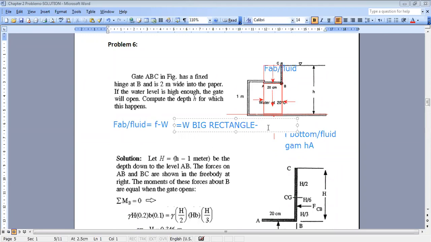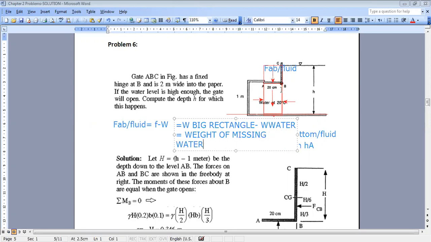And we can demonstrate this from here, because the weight of the big rectangle minus the weight of water will give you what? It is equivalent to the weight of missing water. So from here you can take it as a rule.